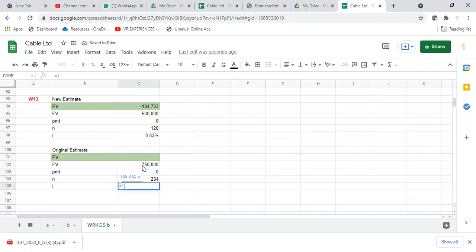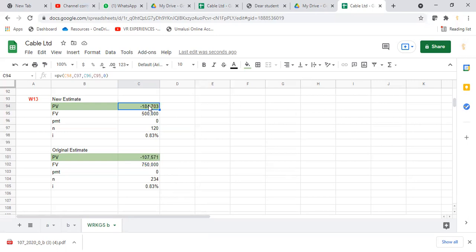I is the same, 10% divided by 12. If we work this out, it is the present value as at 28 February 2019. It is that I in PMT, future value, end of periods are put in 0. So the present value over here is 107. Based on the original estimate, the present value is 107. But based on the new estimate, the present value is 184.